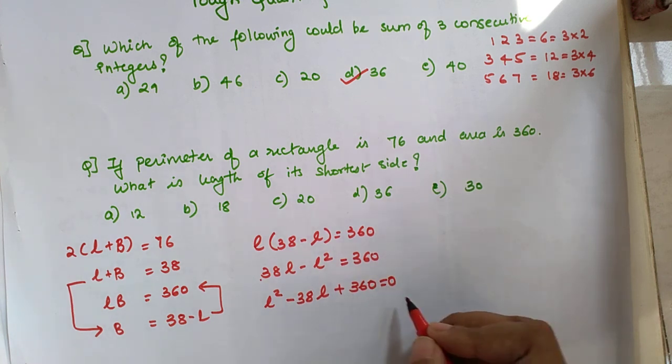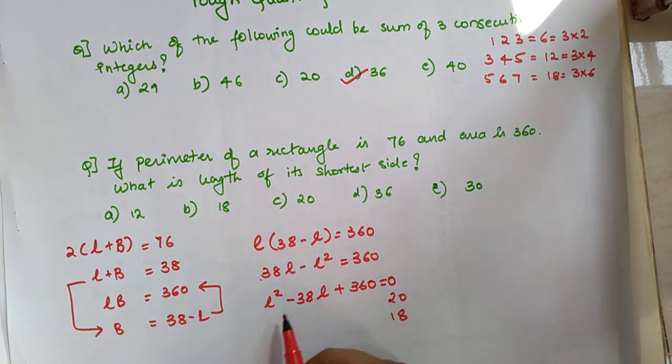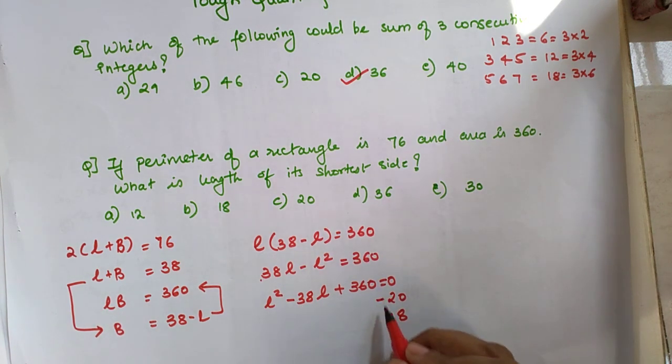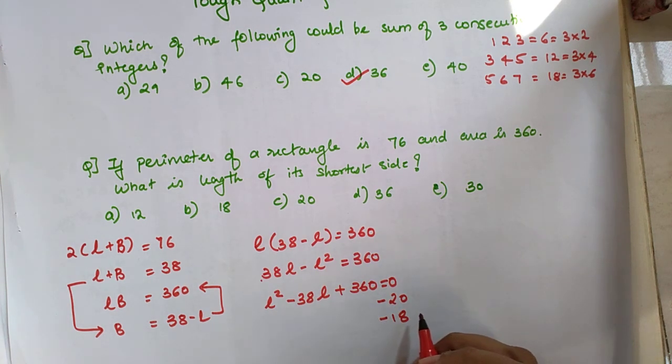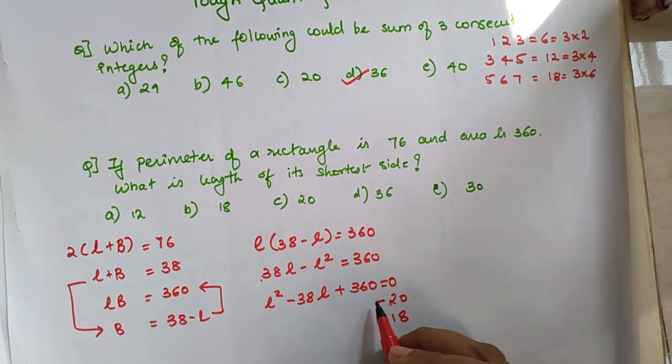So now 360, can I write it is nothing but 20 and 18. When I multiply 20 and 18, I get 360. But since I wanted a negative 38, I'm going to just put a negative sign in front of both of these numbers, because we know that minus 20 minus 18 will get you minus 38, and minus 20 into minus 18 will get you a positive 360.